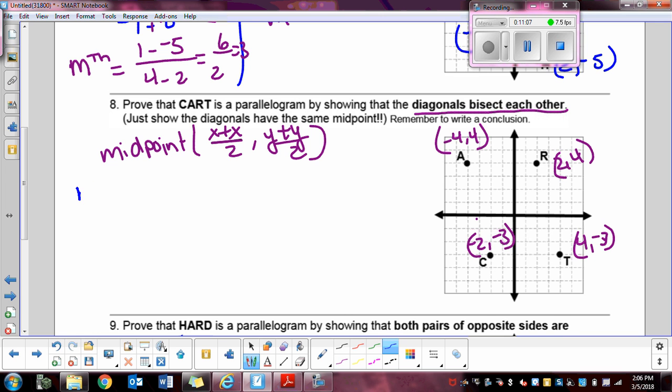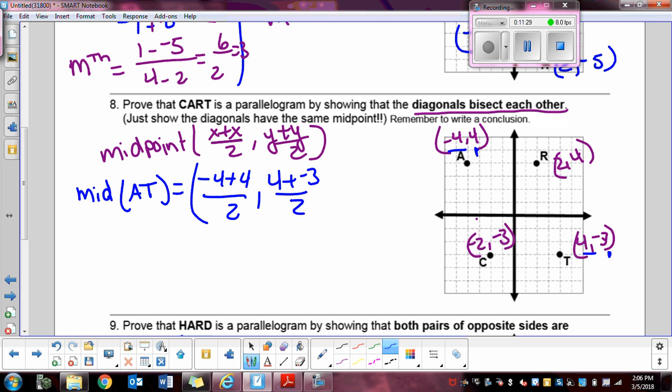So my midpoint between A and T is, I'm going to start with the x values, which is negative 4 plus 4 divided by 2. And then my y values, which is 4 and negative 3. 4 plus negative 3 divided by 2. And negative 4 plus 4 is 0. 0 divided by 2 is still 0. 4 minus 3 is 1 divided by 2 is still a half.